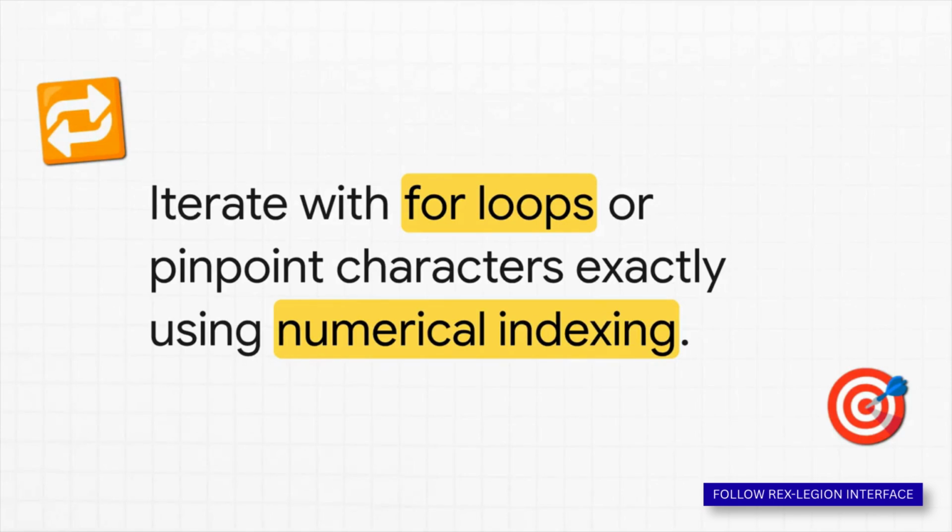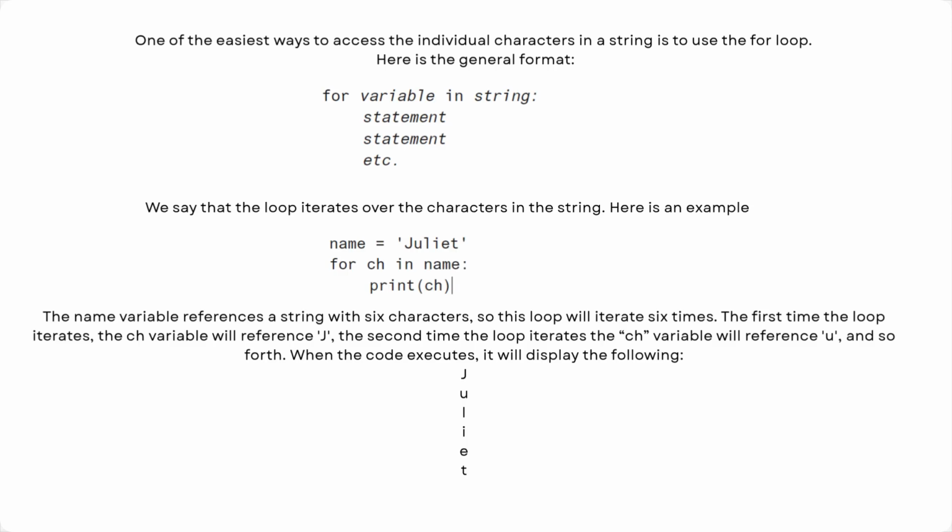Let's start with the basic hand tools for accessing and combining characters. You can smoothly iterate over characters one by one using a for loop, or, if you need to, pinpoint them exactly using a numerical index. Think of a string like the name Juliet. If you throw a for loop at it, that loop runs exactly 6 times. The first time, it grabs the J, then the U, and so on. It's just a really fantastic automated way to evaluate text character by character, without even needing to know exactly where you are in the sequence.